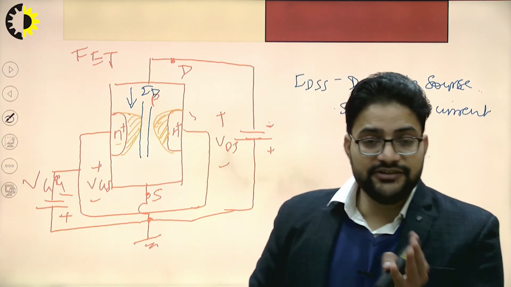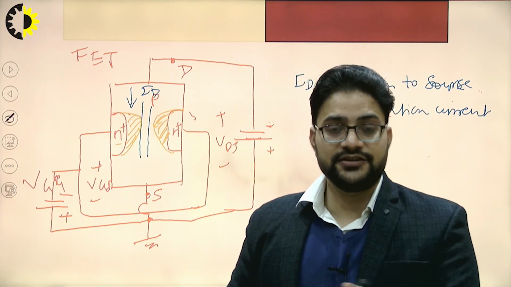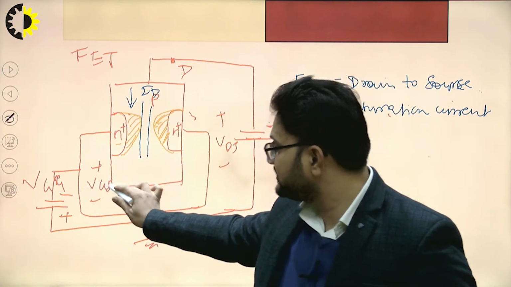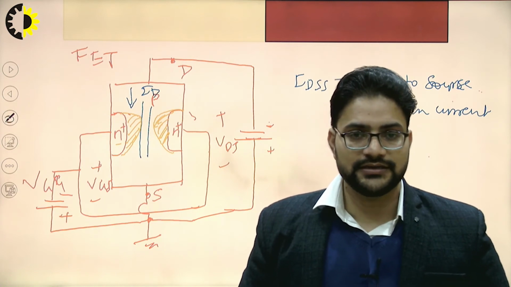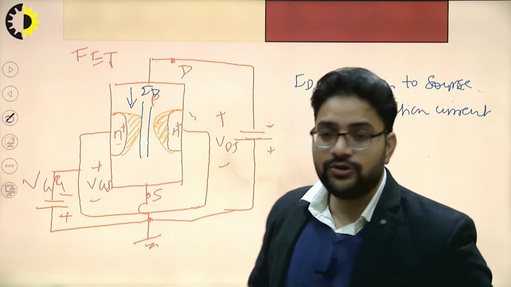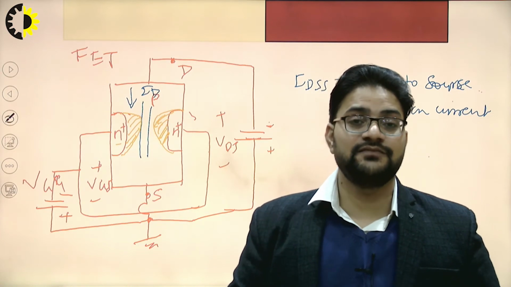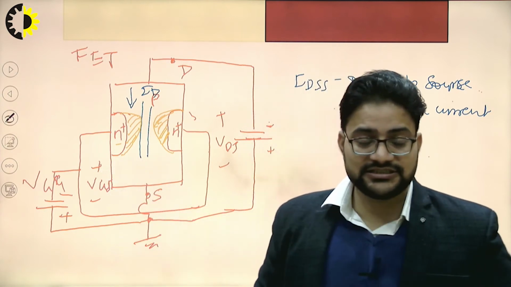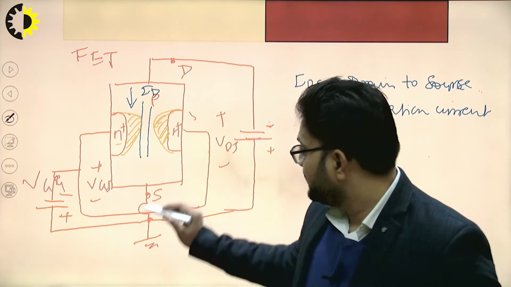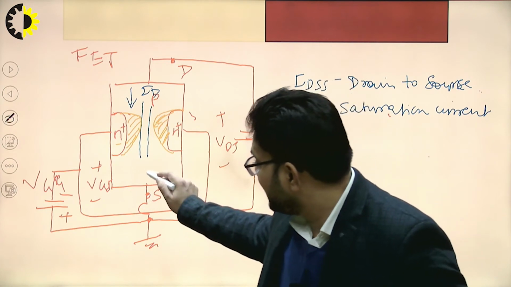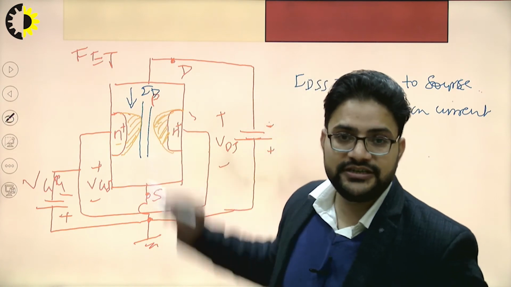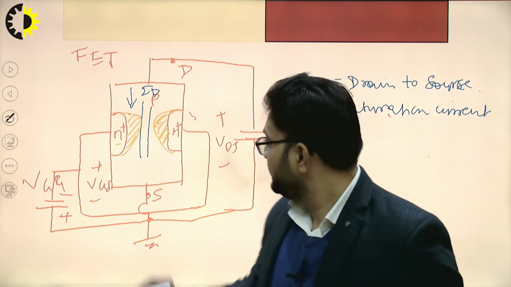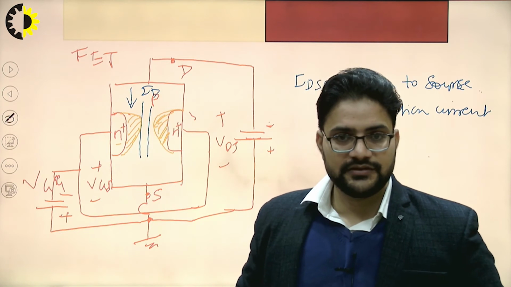If the effective channel length is reducing due to the increase in the VGS value, this is called channel length modulation. With the effect of this channel length modulation, the charge carriers reaching from the source to the drain will reduce. Correspondingly, the drain current will also reduce.